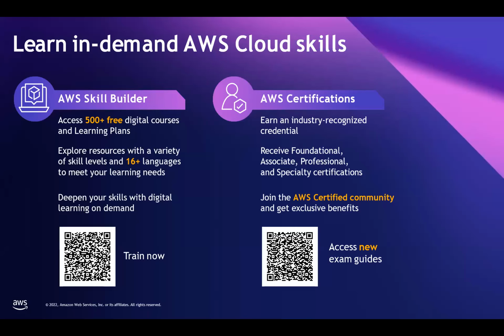Now moving on to the last part of the presentation. You can learn with AWS. You can learn different AWS cloud skills yourself. You can access around 500 plus free digital courses, and there are different languages also available. You just need to scan this barcode, and it will take you to those course materials. Similarly, you can do AWS certification. You just need to scan that barcode, and it will take you to all the course material, the question and test material, and exam guides.